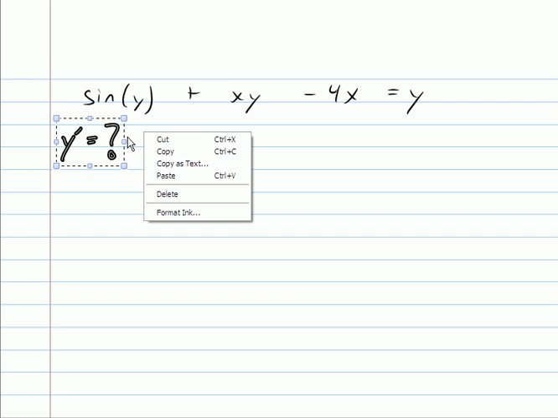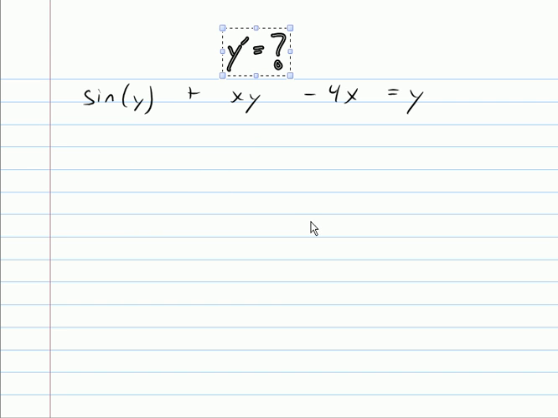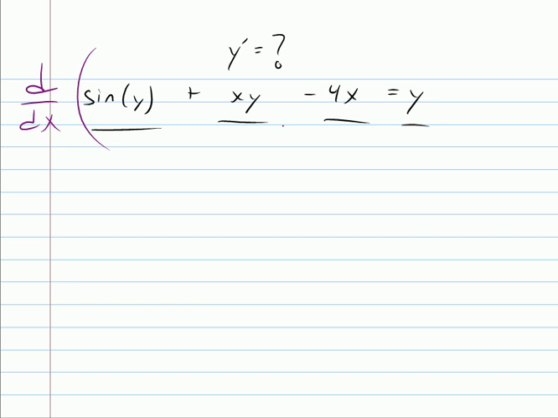So I start and I say, well, how many terms do I have? I've got 1, 2, 3, 4 terms. So you'll just take the derivative of each side, which ends up being each term. So start with the sine y term. You're taking the derivative of both sides with respect to x. So if you're taking the derivative with respect to x and you come across y, the derivative of y with respect to x is y prime.